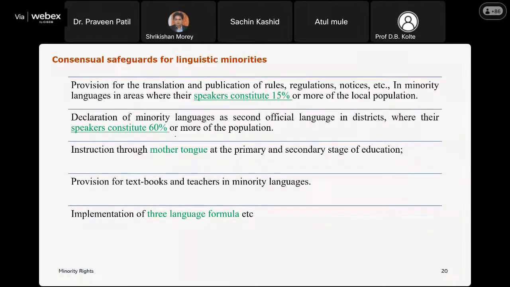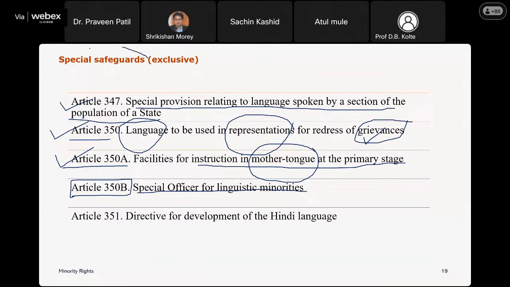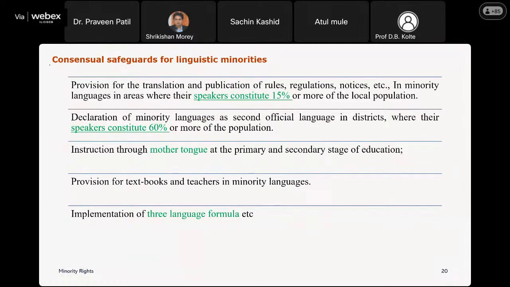Up to this point, we discussed the constitutional safeguards made available. Now, the other safeguard which I presented a couple of minutes ago is that states have also come together and agreed that mutually they will provide certain facilities to the people who are non-state language people. These facilities are known as consensual safeguards for the linguistic minorities. What is agreed upon? This is very interesting.